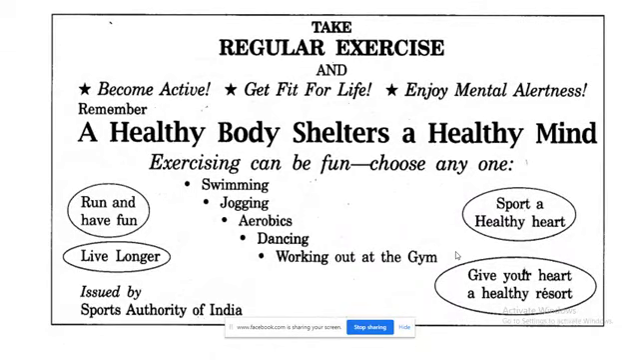For exercise, see the alignment. Become active. Be fit for life. Enjoy mental alertness. Remember, see the information given in this letter shape, how they are aligned. See the indent. And see just the use of simple stars, ovals, and the information is given, and Sports Authority of India issued by.